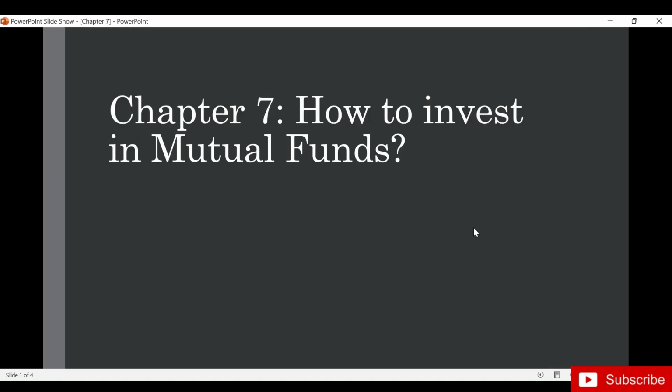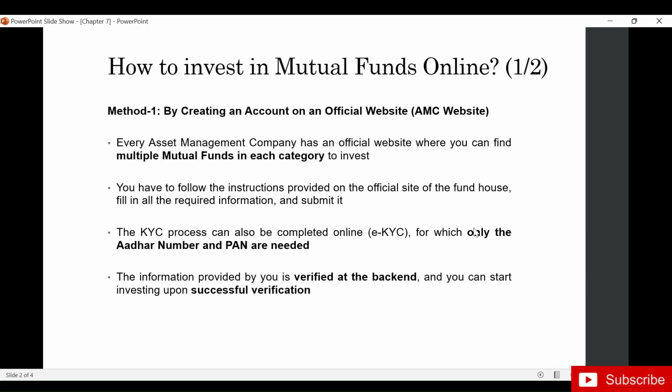In chapter 7, we will talk about how to invest in mutual funds. So, in lesson 1 of chapter 7, we will discuss how an investor can invest in mutual funds online. So, method 1 is that he can create an account on an official website of the asset management company. Every asset management company has an official website where an investor can find multiple mutual funds in each category such as mid cap, small cap, large cap to invest.